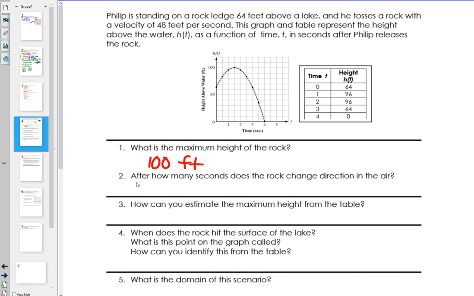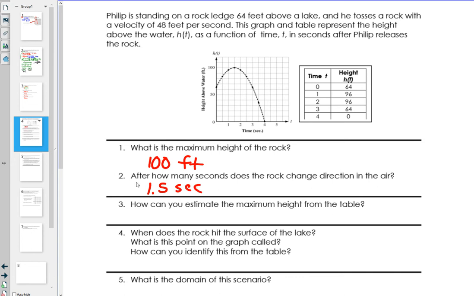After how many seconds does the rock change direction in the air? That's a good way of wording it, because whatever goes up must come down, right? So it's going up, going up, going up. What do we call a change of direction? Also known as a vertex. But now they don't want to know how high the vertex is. They want to know how long it takes. So how many seconds did it take to reach the vertex? 1.5. It looks like 1.5. Yeah, it's between 1 and 2. Should be 1.5 seconds.